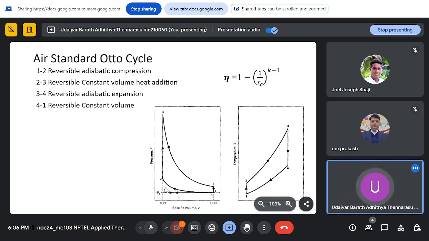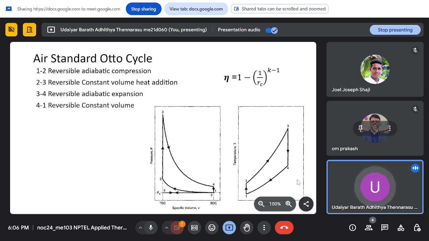So you can assume there is some fluid in the engine and it's going through these 4 processes. 1 to 2 is a reversible adiabatic compression, and then you are supplying some heat energy at constant volume, 2 to 3, and then 3 to 4 is your adiabatic expansion, and then 4 to 1 again completes the cycle. So this again happens at constant volume. So this is the ideal depiction of your internal combustion engine. So this is called an Otto cycle.